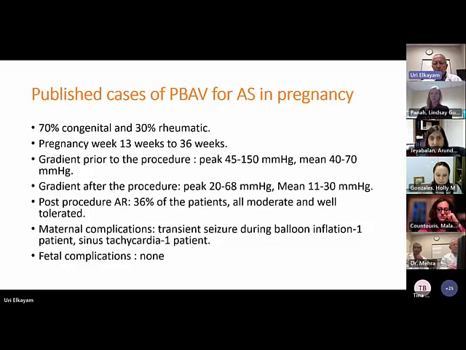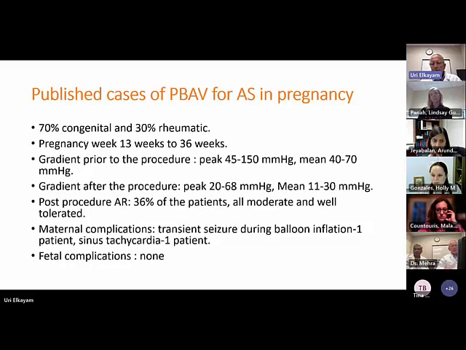Post-procedure aortic regurgitation in about a third of the patients. So that's the concern of a valvuloplasty. It was moderate and it was well tolerated in all patients, and all patients were able to complete the pregnancy. Maternal complication, there was a seizure in one patient during the inflation and tachycardia in another, and there were no fetal complications.